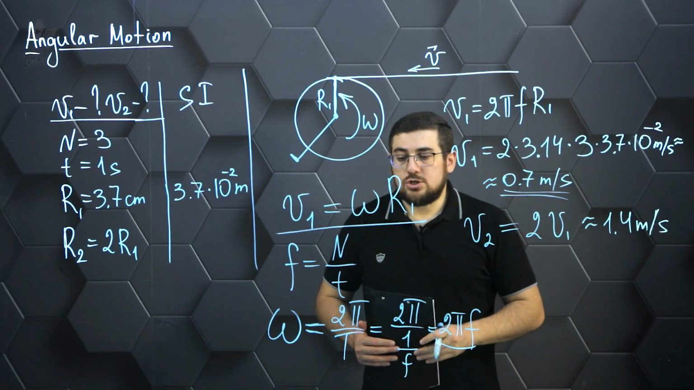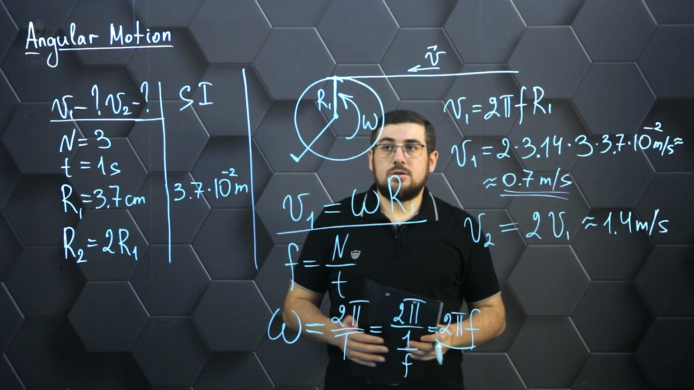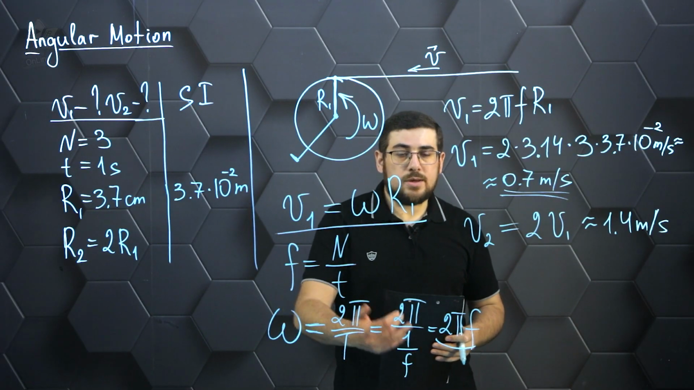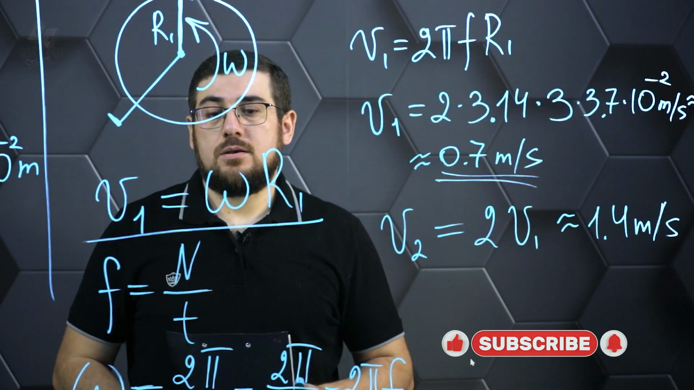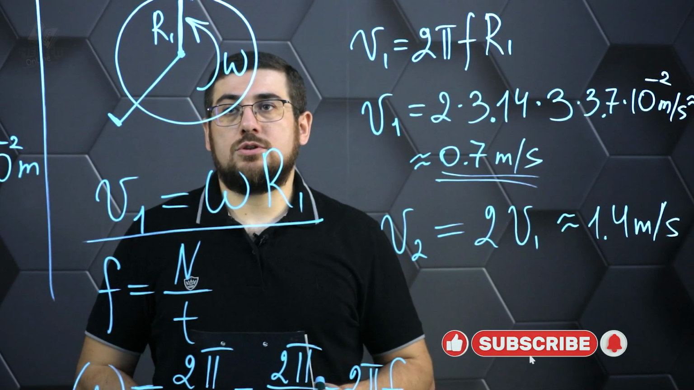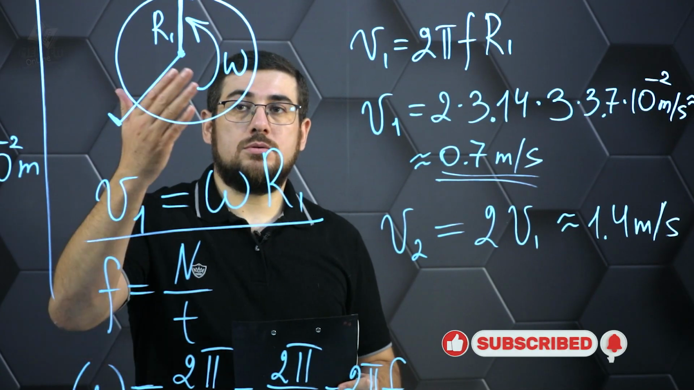By the example of this problem, we are once again convinced that rotational motion is most convenient to describe using angular parameters, because they are common to the whole rotating body. Linear parameters will depend on how far the given point is from the axis of rotation.